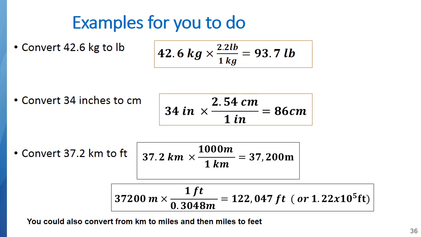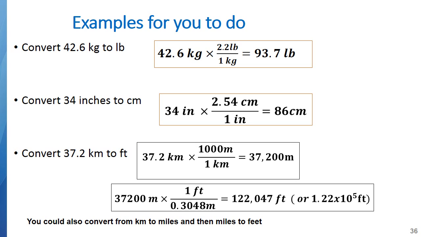The second one is also fairly straightforward, because if we look on our conversion table, we can find that 2.54 centimeters equals 1 inch. So if we start with 34 inches, we put 1 inch on the bottom, 2.54 centimeters in the numerator. Do the calculation. 34 times 2.54 divided by 1 will give us 86 centimeters.